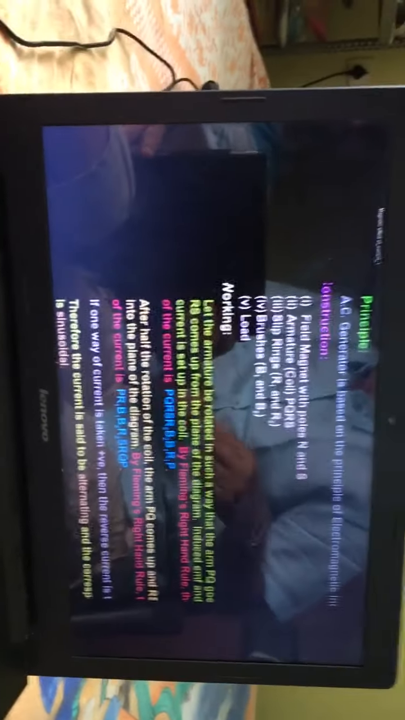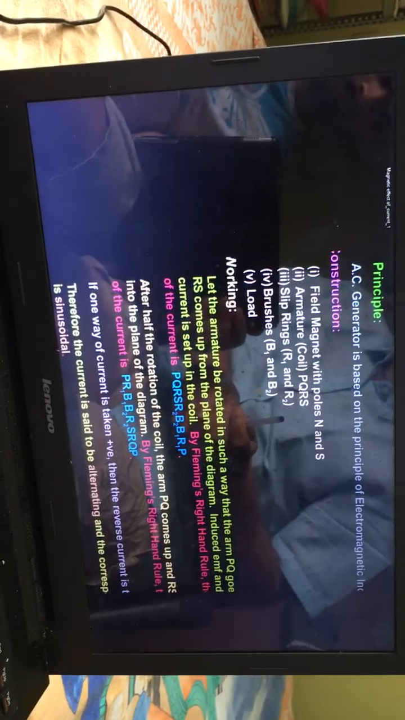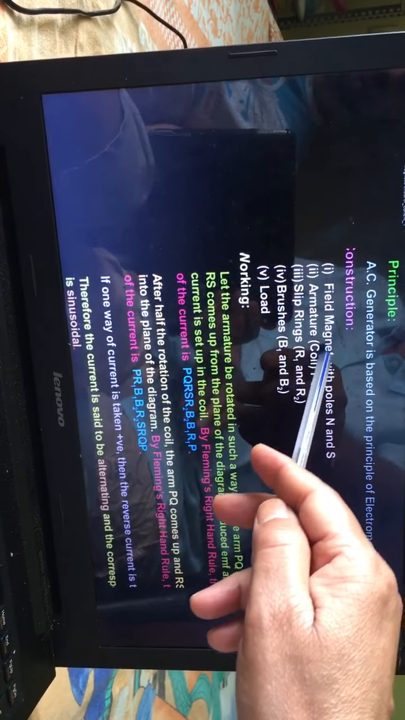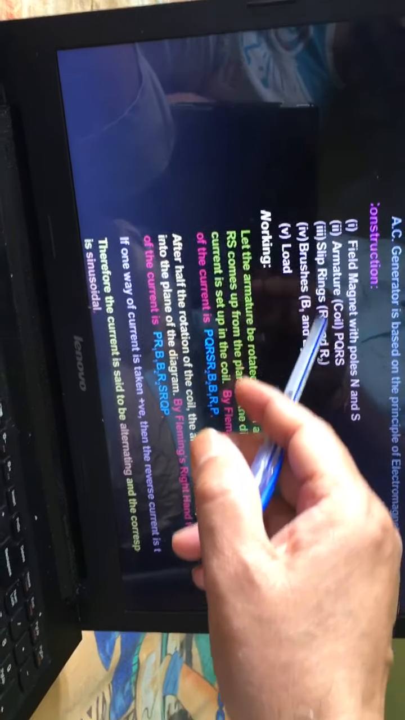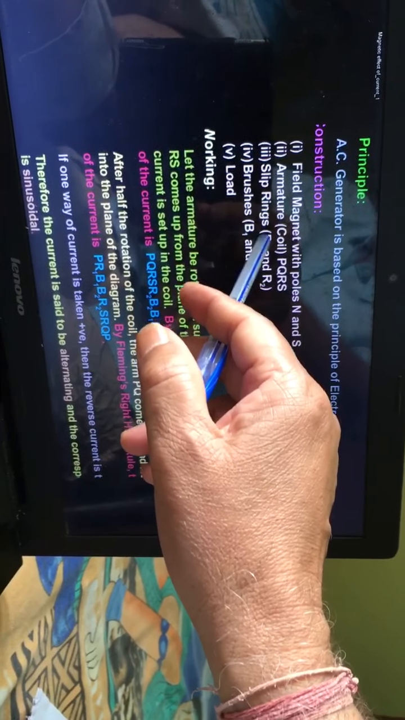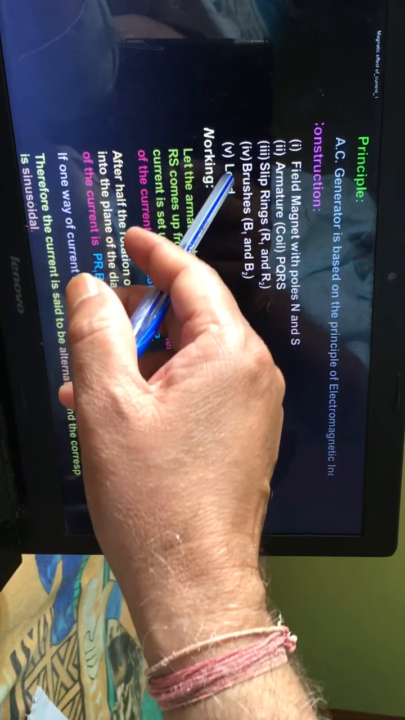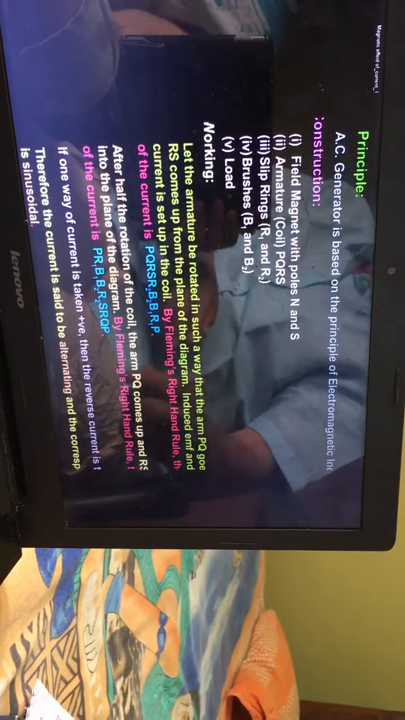After that, the AC generator is based on the principle of electromagnetic induction. Already know that. There are 5 main parts. One is field magnets, two strong magnets are used. Next is the armature, coils are used. Now the slip rings R1 and R2 are used. Two carbon brushes B1 and B2 are used, and one load to give the electricity produced to the circuit. Am I clear children?